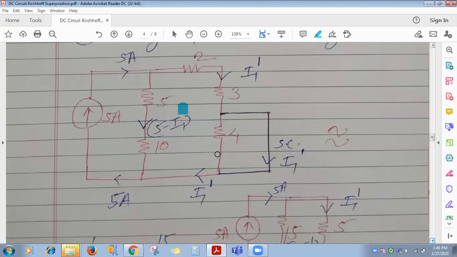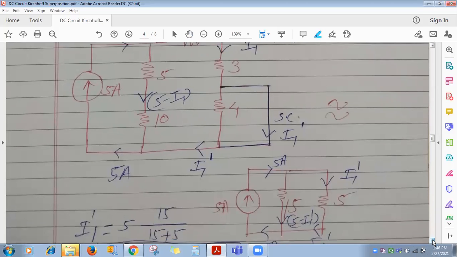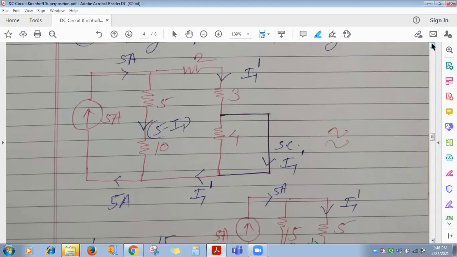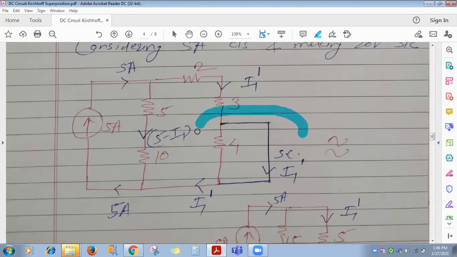Okay. Now the 4 ohm is a redundant branch. Now what about the 2 and 3? How are they connected? In series, right? 2 and 3 are connected in series, so that will be 5 ohm, right? And what about the 4 ohm in parallel with the short circuit branch? What is its resultant? Zero. Correct. So draw the circuit and try to find I1 dash.